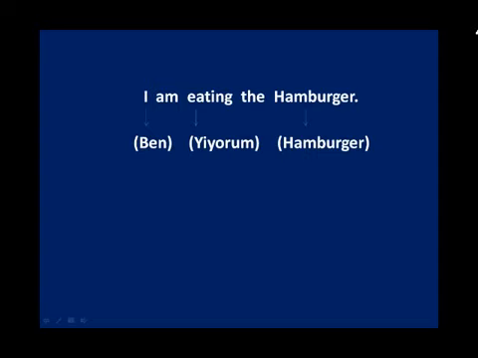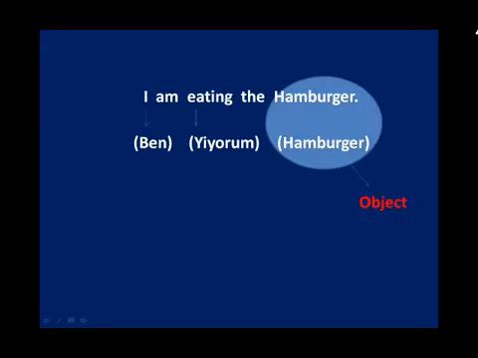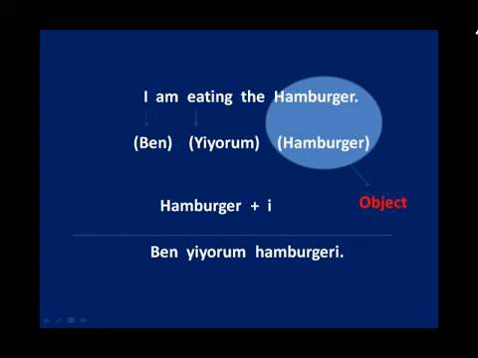Take the example, I am eating the hamburger. Now, let's take the Turkish word for this sentence. I is ben, I am eating is yiyorum, from the word yemek, and the hamburger is hamburger, it's the same. Now, what am I eating? The hamburger. So it is the object. So we're going to have to mark it. We're going to show the object. So hamburger plus E, because that is the object marker. So what we get is ben yiyorum hamburgeri.